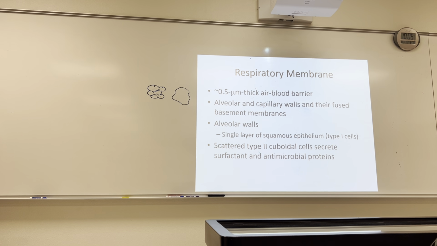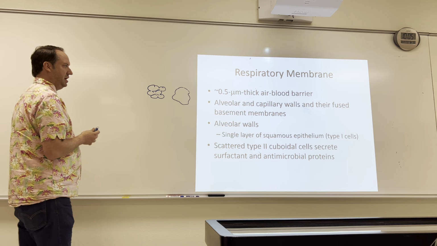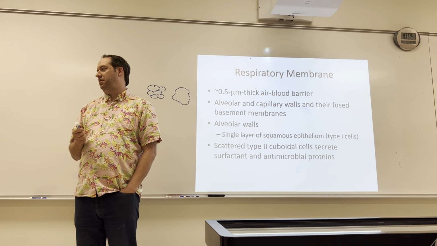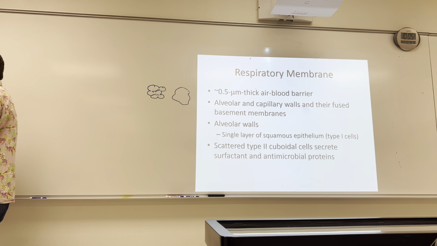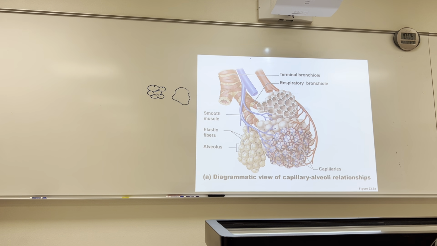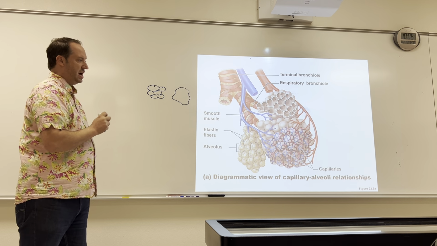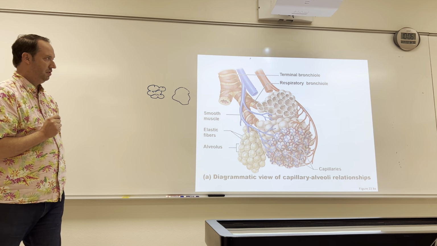In order to get oxygen and carbon dioxide across, we have the respiratory membrane. It's about 1/2 micrometer thick. This is the walls of the alveoli, the walls of the capillaries, and their fused membranes. The walls of the alveoli are simple squamous epithelium. Squamous cells are flat, they're thin. We call them type 1 cells. We'll worry about the other cells in just a second. Here's another view of those alveoli, and you can see all those capillaries that are wrapped around them.